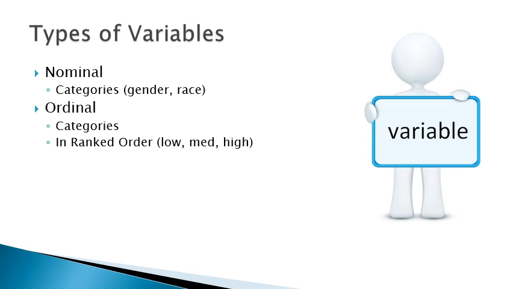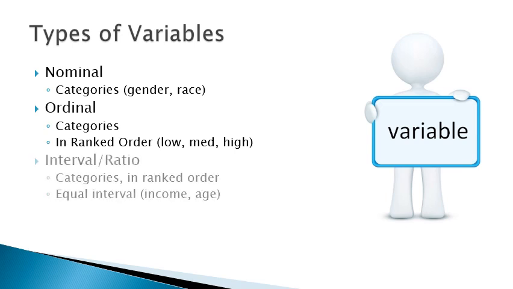Next type of variable, as you know, is an ordinal variable. These are variables that have categories very similar to the nominal variables, but there is a ranked order to them. So this would be freshman, sophomore, junior, senior. Freshmen are lower than sophomore, sophomore are lower than juniors, etc. This could be low, medium, high. Anything that has a ranked order, but there's still categories, that would be an ordinal variable.